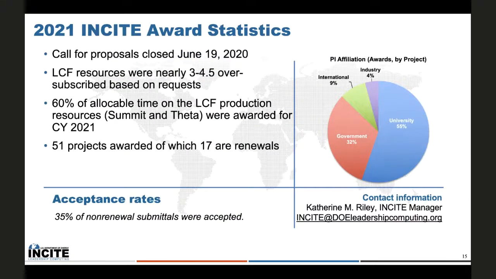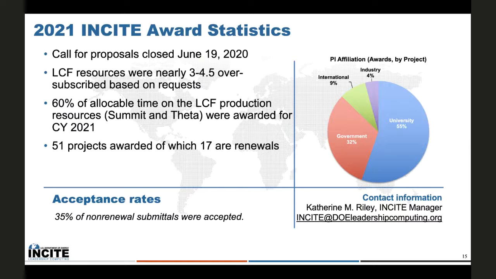So to talk a little bit about some statistics, to give you a sense of how many projects are applying and what the rate of acceptances are. These are some statistics from last year, from the 2021 INCITE year, so the current year going on. For that year, if you looked at all of the proposals, the resources were 3 and 4.5 times oversubscribed, just based on requests. And this is looking at 60% of the total time on Summit and Theta being awarded. A total of 51 projects were awarded, 17 of which were renewals.